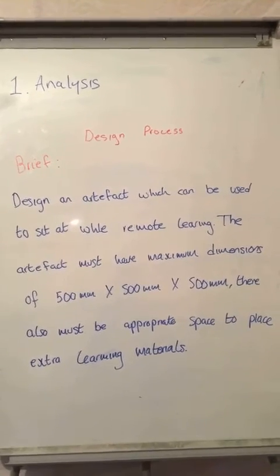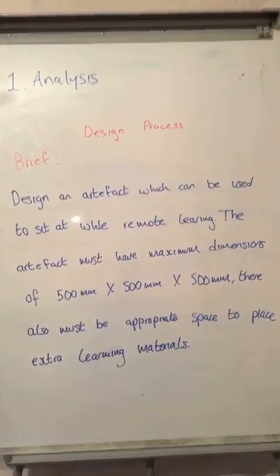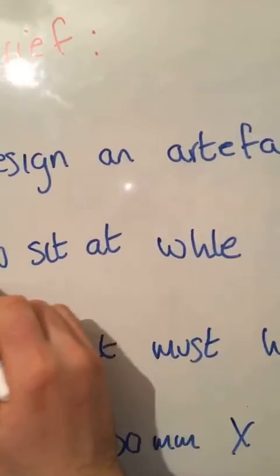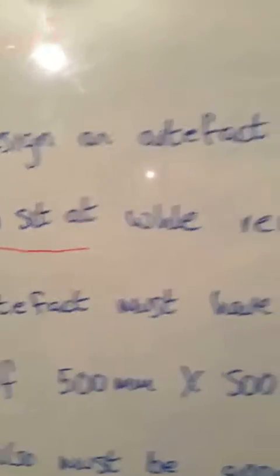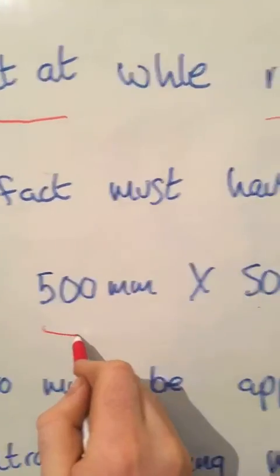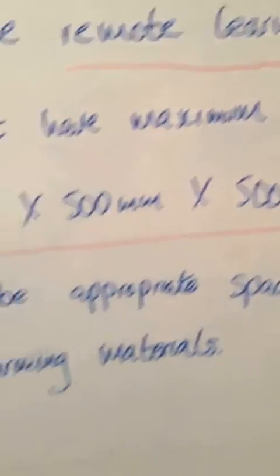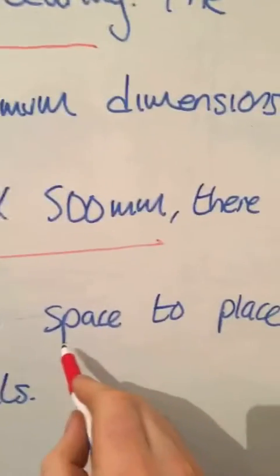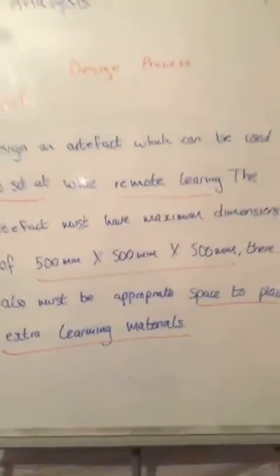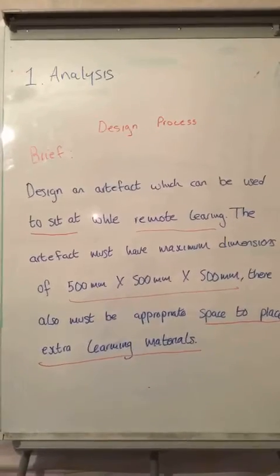To perform analysis, the best thing to do is underline the key words of our brief. Underlining the words, and in particular the key words of the brief, is an important step of analysis. So the first words are to sit at, while remote learning, the dimensions, and have appropriate space to place extra learning materials. So a space for extra learning materials. And these are the key components of our brief.